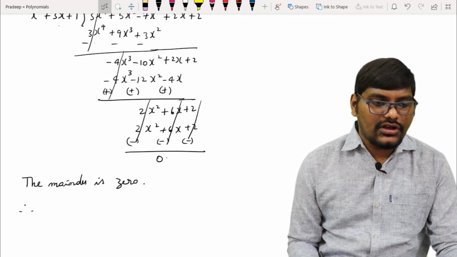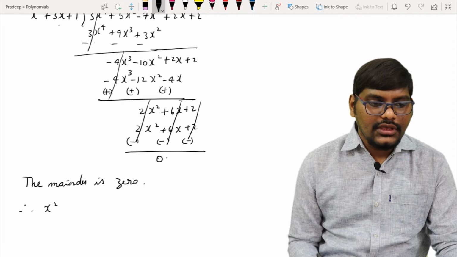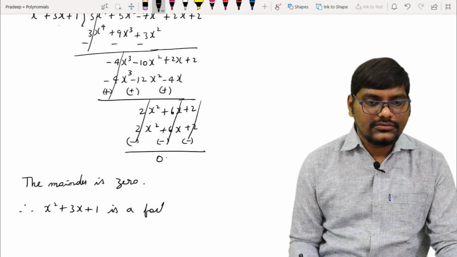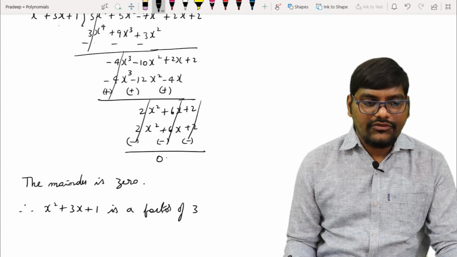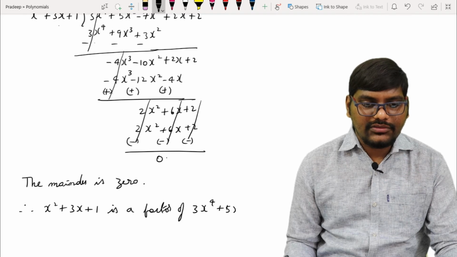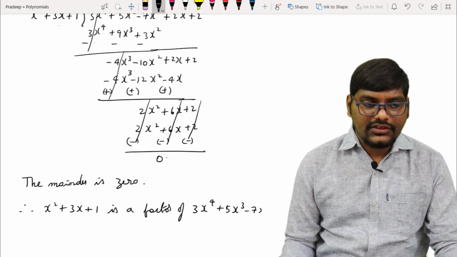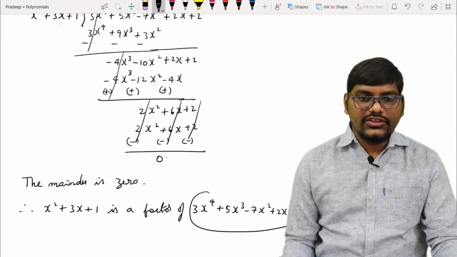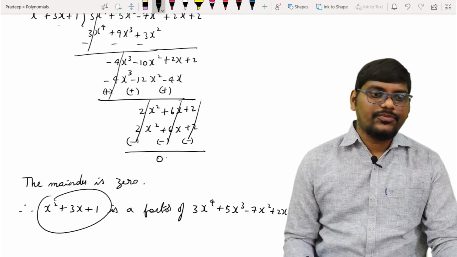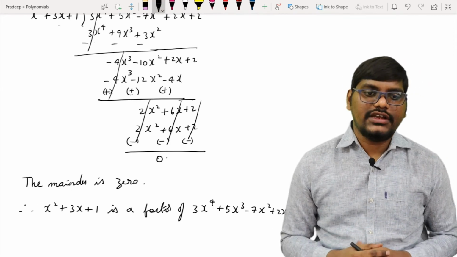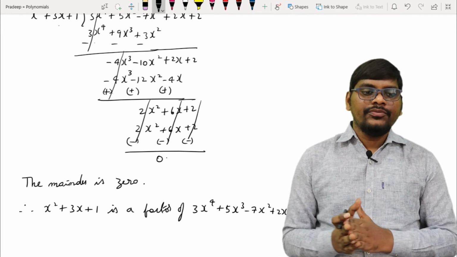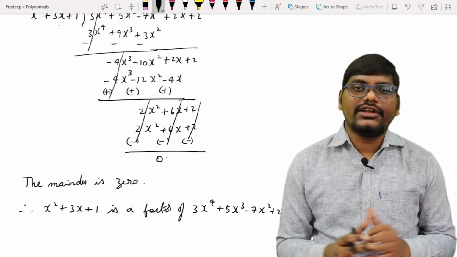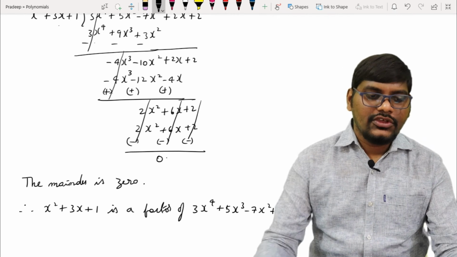So we can write therefore x square plus 3x plus 1 is a factor of p of x, given 3x power 4 plus 5x power 3 minus 7x square plus 2x plus 2. Okay, so for this the factor is this one. That we understood: once the division algorithm gives 0, that is nothing but the divisor is a factor of the dividend. Okay, let's see the third question.